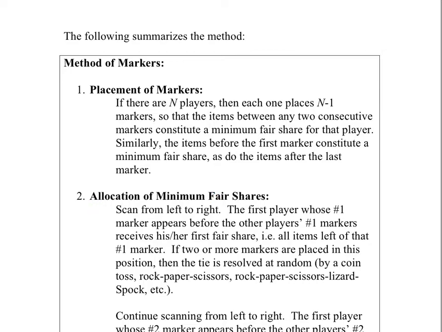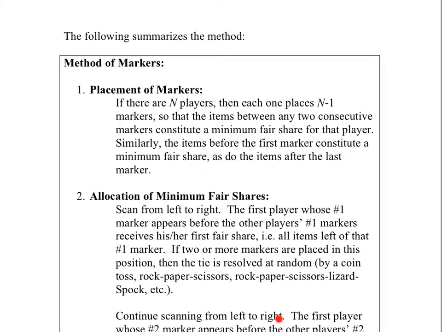Then we allocate minimum fair shares. We scan from left to right. The first player whose number 1 marker appears before anyone else's number 1 marker appears receives his or her first fair share. That is, all the items left of the number 1 marker. If 2 or more markers are placed in the same location, the tie is resolved at random. We toss a coin, we do rock, paper, scissors, we do rock, paper, scissors, lizard, Spock, if you like that.